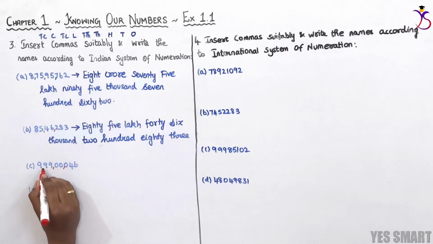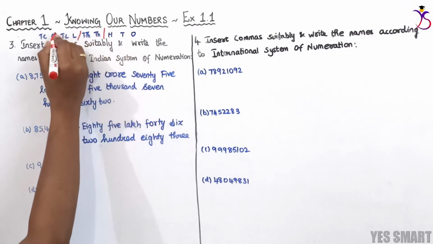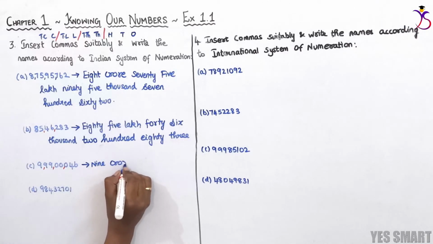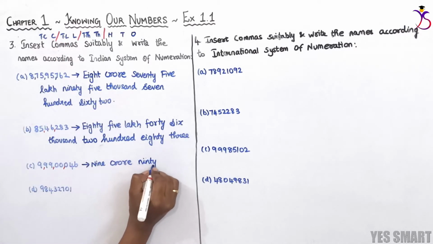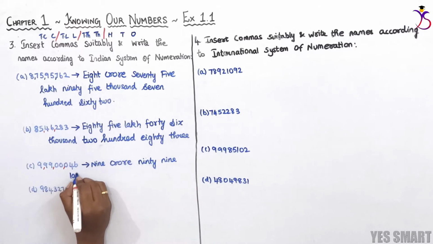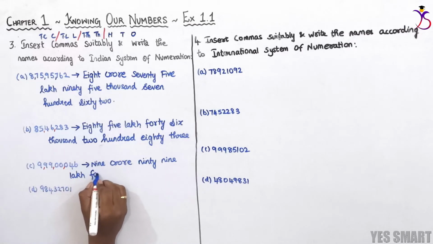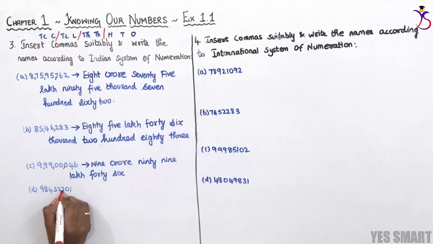Third subdivision, 3 digits, 2 digits, 2 digits. So we have placed the commas. Now, ones, tens, hundred, thousand, 10,000, lakh, 10 lakh, and crore. So the commas will be in this fashion. Now let's write the number name, 9 crore. Next we have 99 in the place of lakhs, 99 lakh. Next we don't have any value in the place of thousands. Hence we can skip that, and finally we have 46. So let's write 46.